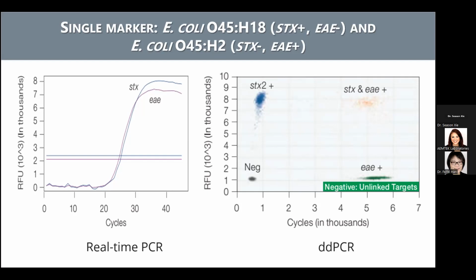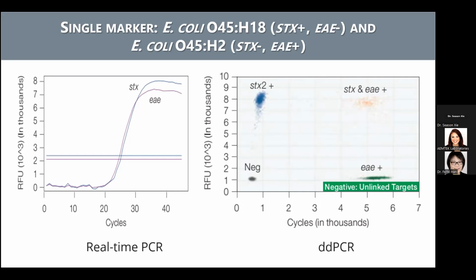However, it could not differentiate that two genes are from different cells. On the other hand, ddPCR can identify individually for the presence of STX and EAE genes. As we see from the graph, EAE is clustered with green droplets and STX is clustered with blue droplets. The orange color indicates linkage analysis between these two.